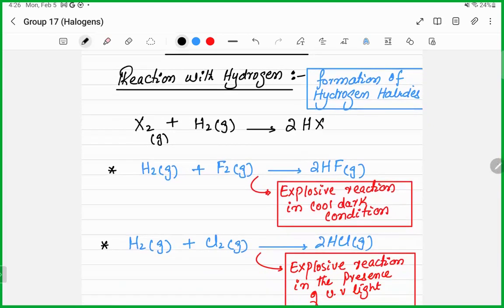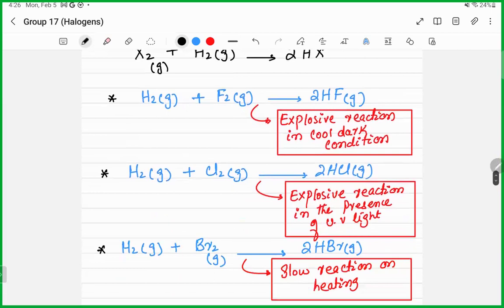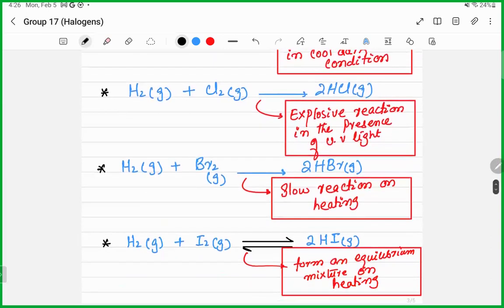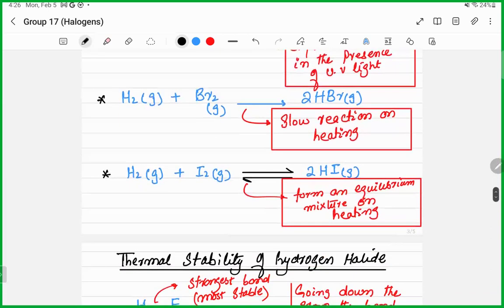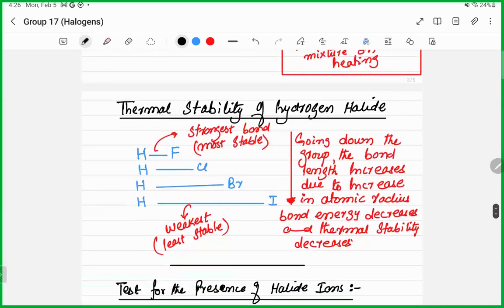तो yes, if you have fluorine, it reacts, explosive reaction होगा in cool dark conditions. You have explosive reaction in the presence of UV light. In case of chlorine, you have a slow reaction on heating; for bromine, as bromine is less reactive, or iodine may form an equilibrium mixture. Going down the group, the thermal stability of hydrogen halide decreases. ठीक है? क्यों decrease हो जाती है? Because the bond length increases and the bond energy decreases due to increase in the atomic radius of the halogen atoms.